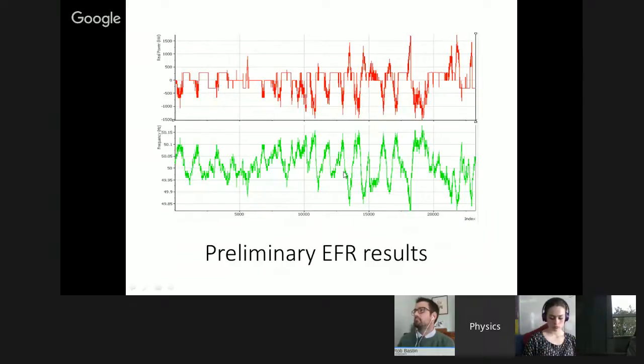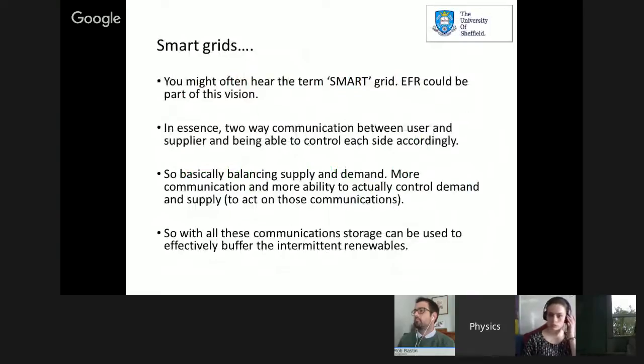And one thing you'll notice is how fast things have got to move. And this is why batteries are preferred as one of the good solutions, because it's all about speed for frequency regulation. So finally, you've probably heard of the term smart grid, and that's what EFR is, one of the parts of this. And when they say smart, it means you've got two-way communication between users and suppliers, and you control each side accordingly. So really, it's all about balancing supply and demand. And if you've got a store there, it gives you that buffer zone. It gives you a bit of thinking time between what you can do with it.